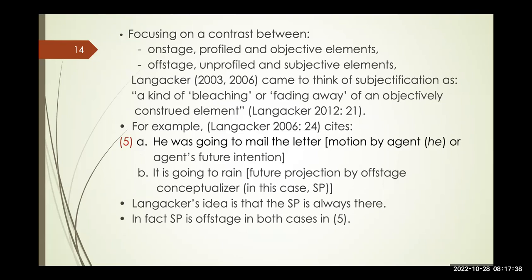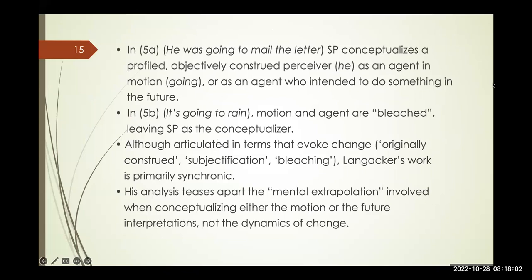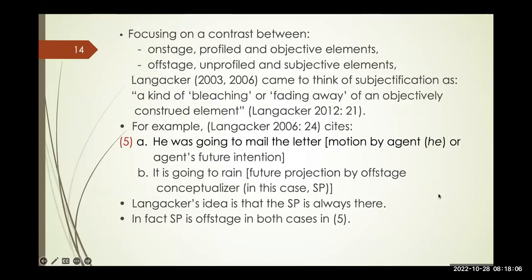He makes a distinction between onstage profiled and objective elements and unprofiled subjective elements. So he distinguishes an on-stage profiled and objective element and an off-stage unprofiled and subjective element. He began to think of subjectification as a kind of bleaching or fading away of an objectively construed element.